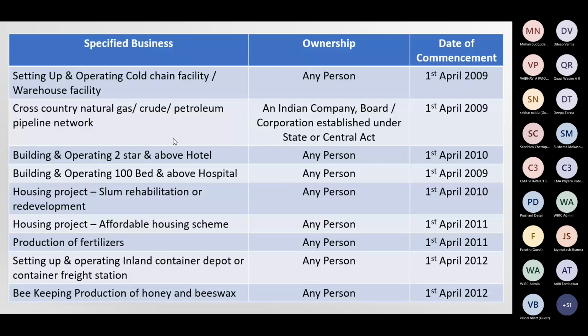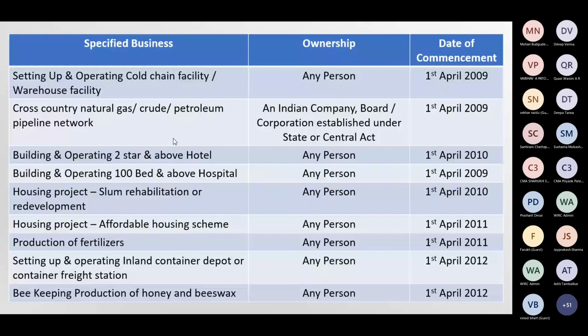Then cross-country natural gas, crude oil, petroleum pipeline network. Now, again, if you look at this, it is for an Indian company or a board or corporation established under a state or central act. So if a client approaches you and intends to go for this particular business, you should advise him that to avail this benefit, the minimum is that you should have a company. Of course, laying a pipeline is not a small business and requires huge capital expenditure, and of course OPEX also. So without a company, it is practically not possible. But still, a point to be remembered is this is only for companies.